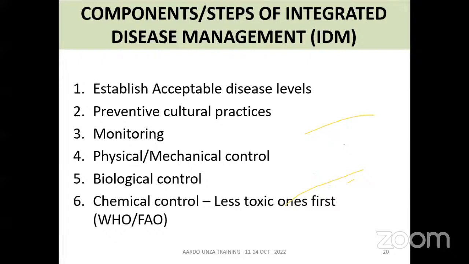Okay, so now in IDM as components, when we've reached a level where you take action, like I said, acceptable disease levels, hopefully they have been established by then. And what I was simply saying is that sometimes for a given disease, if you walk into a field and you have an incidence of 1%, that is only 1% of your plants have symptoms, it might not mean that you need to do anything. So you may not need to worry about that.